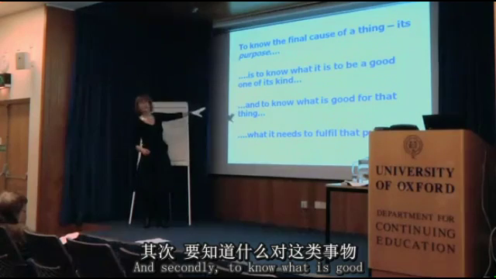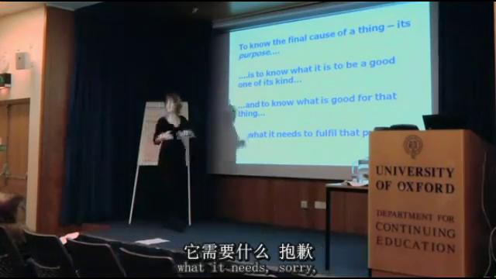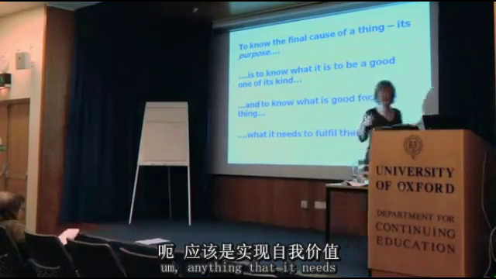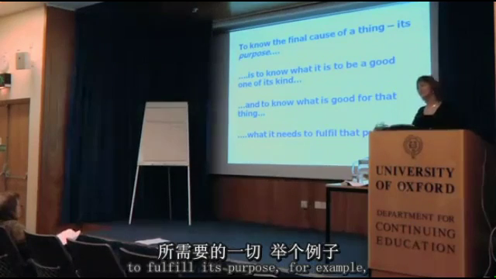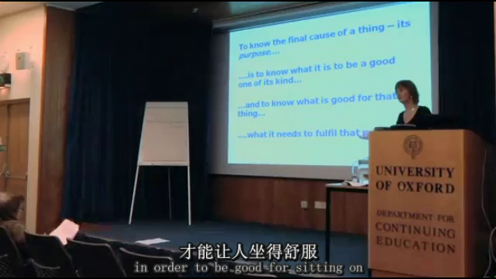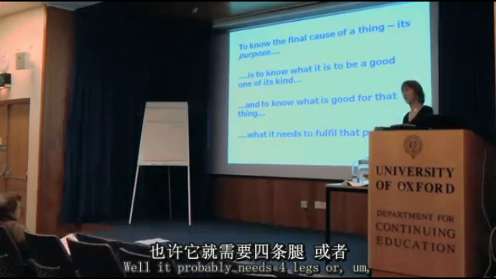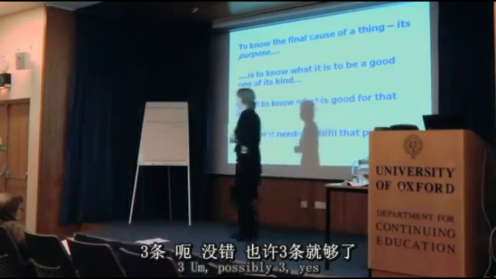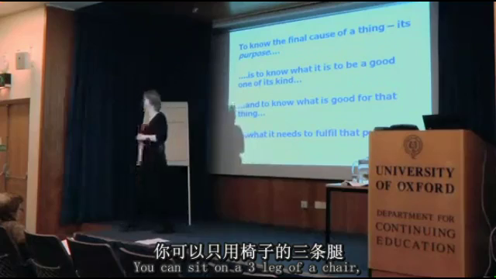Okay? And secondly, to know what is good for that thing is to know what it needs. Sorry, got the wrong emphasis there, but anything that it needs to fulfill its purpose. For example, what does a chair need in order to be good for sitting on? Well, it probably needs 4 legs or something like that. Possibly 3, yes. You can sit on a 3-legged chair, can't you?